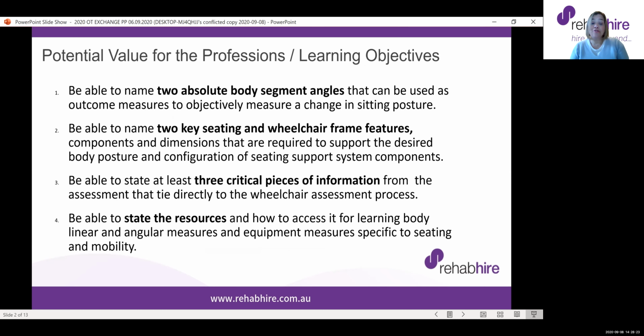In this session, I will introduce you to resources that will help you to achieve these learning objectives. Please refer back to these when you have downloaded the resource manuals that you will learn about shortly. Today, we will cover the introduction of linear measures and talk about that critical information. But clinical education from Rehabhire is available to teach these concepts further.